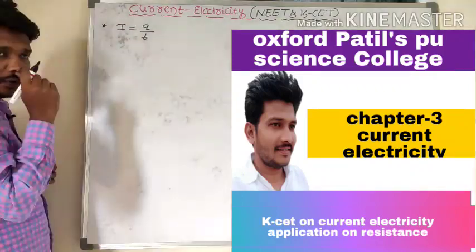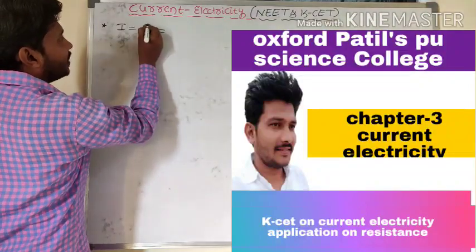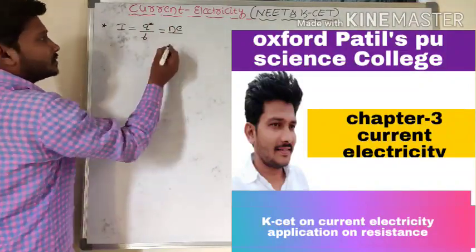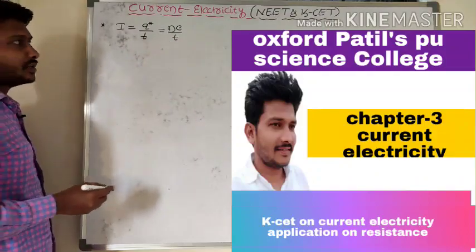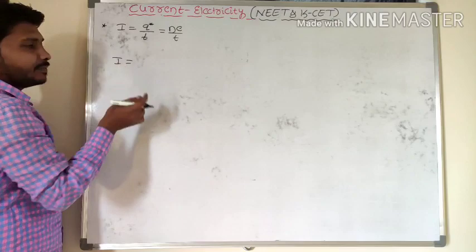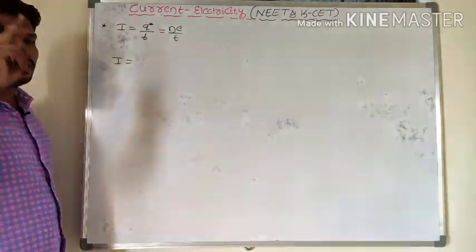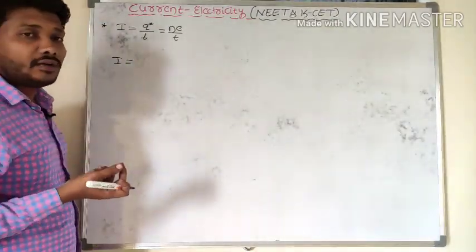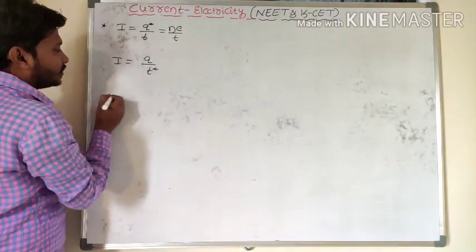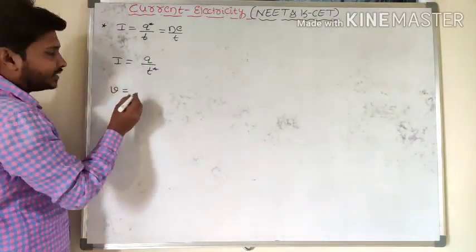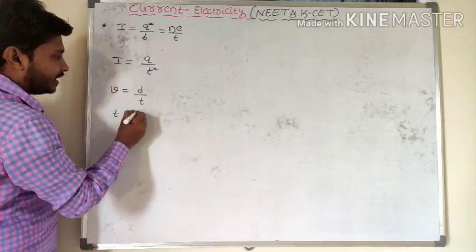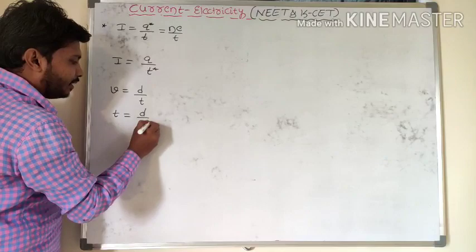So I is equal to Q by T. Wherever Q is there, I can write it as n into e, from the quantization of charge, so n e divided by T. If this charged particle is moving along a circular path, then what is the equation for current? Current I is equal to Q by T. Velocity is distance by time, so time I can write as distance divided by velocity.